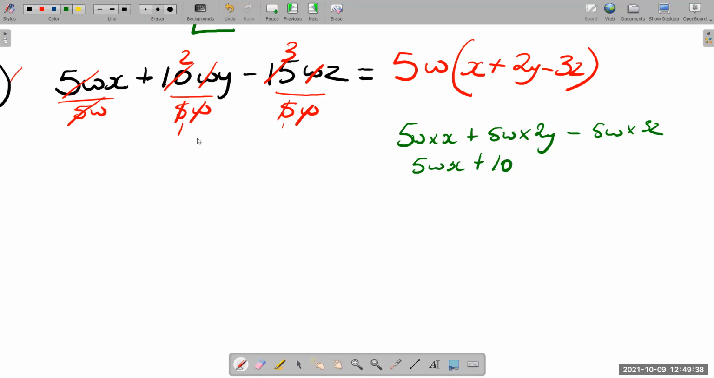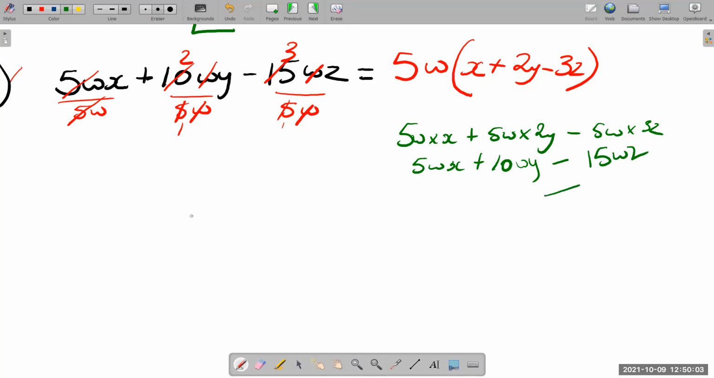All right, so we're finishing the one that we were doing here. So let's look at that. We know 5W times 2Y is 10WY. We just join the two variables. So we have minus, and then we have 5W times 3Z, which is just 15WZ, which is our original expression.